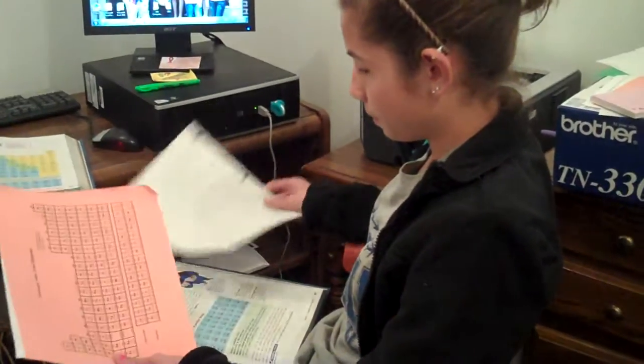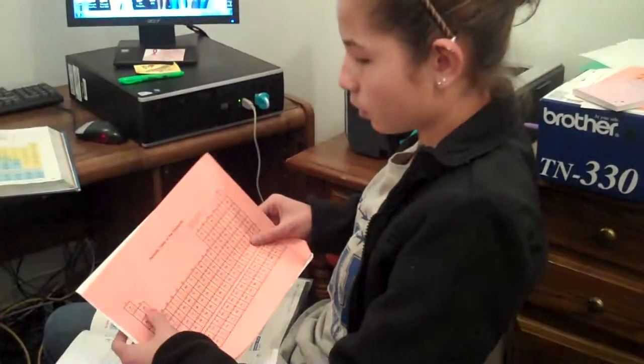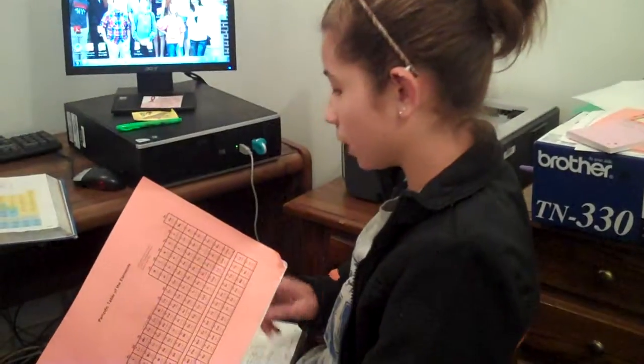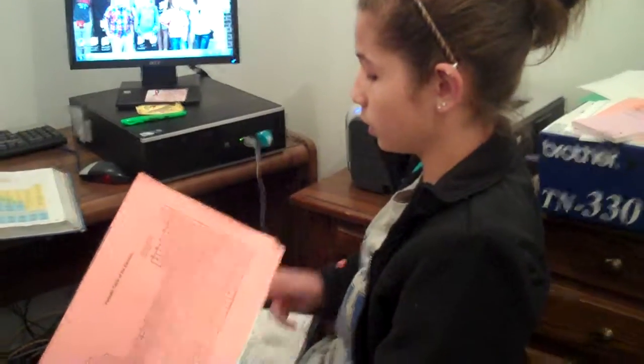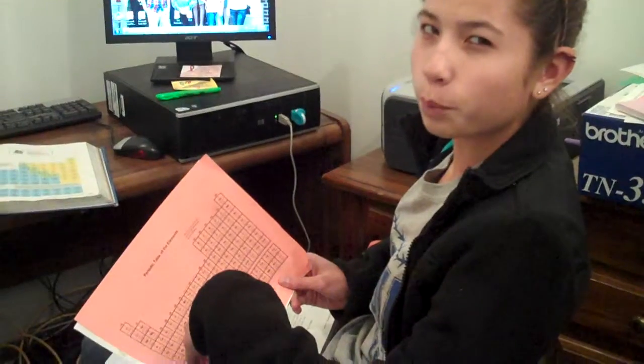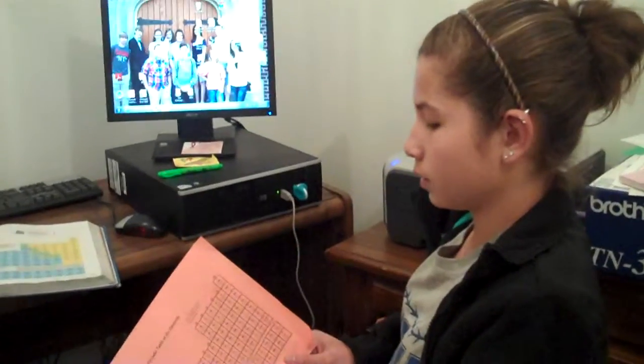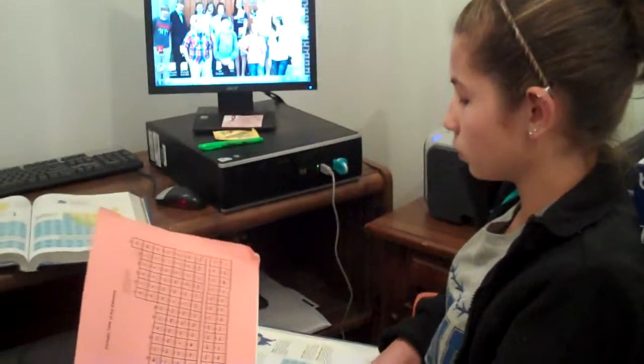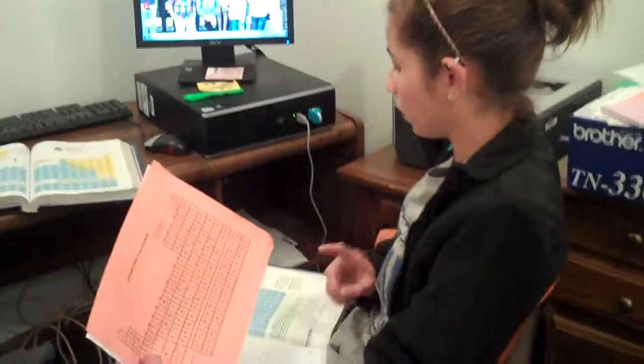Then in group 2 you have the alkaline earth metals, which have 2 electrons in the outer energy level, and they're really reactive too, but not as reactive as the alkali metals. They have a color of silver, and they have higher densities than the alkali metals.